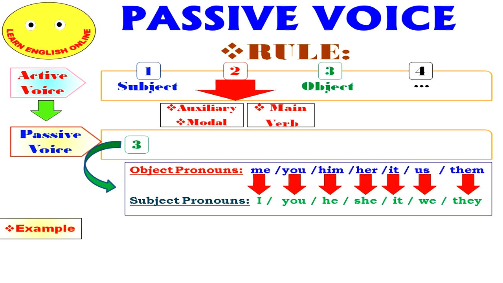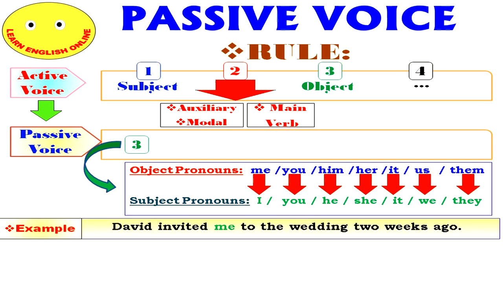Now, let's look at an example. The sentence in the active voice is, David invited me to the wedding 2 weeks ago. When dividing the sentence, we're going to see that part number 3 is me. So according to the rule of the passive voice, we need to start with part number 3.